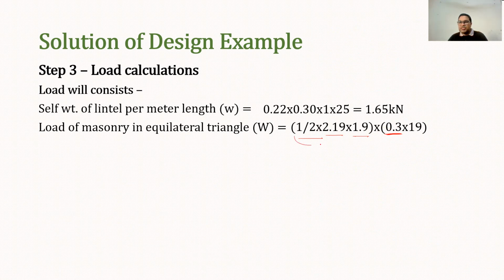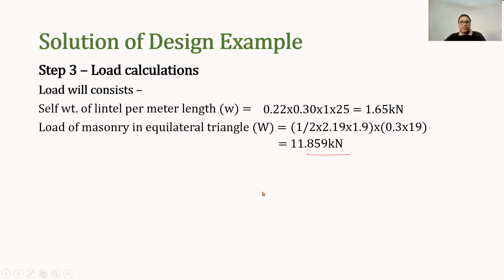So this portion is basically the volume of brick masonry in the triangular portion, and this 19 is basically the unit weight of brick masonry. Solving this, we get the load of masonry in the equilateral triangle. So that becomes 11.859.